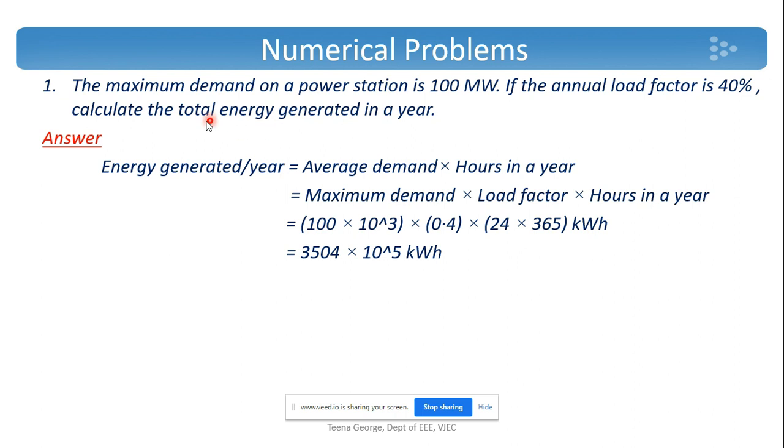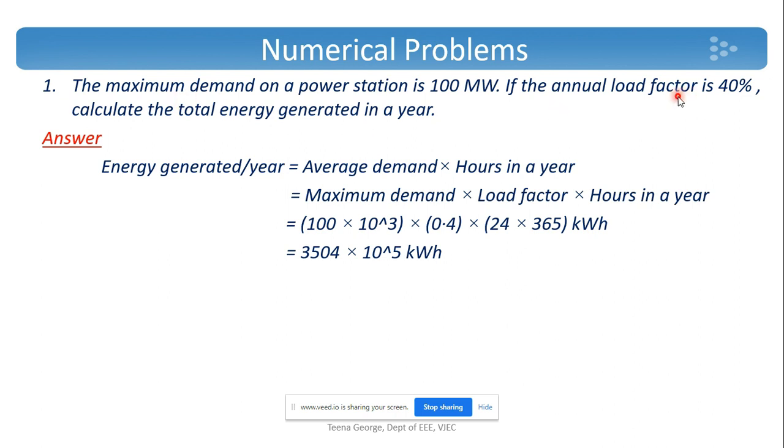First problem. The maximum demand on a power station is 100 megawatt. If the annual load factor is 40%, calculate the total energy generated in a year. Your maximum demand is given as 100 megawatt and the annual load factor is 40%, or it is equal to 0.4. We are asked to calculate the energy generated.